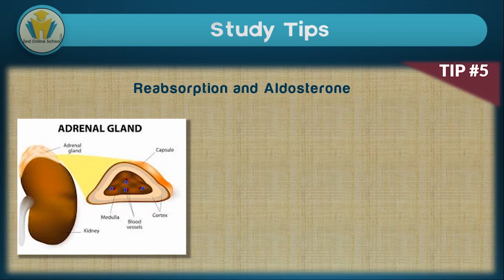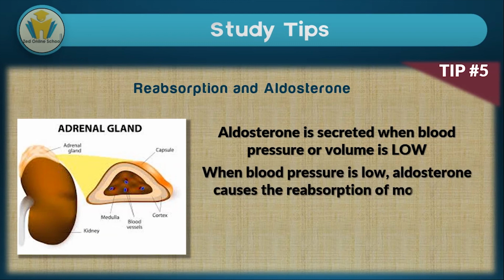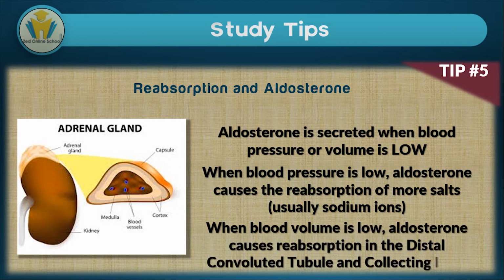When the blood pressure is low, the adrenal gland will secrete aldosterone, which will increase the reabsorption of salts. Mostly when reabsorbing salts, the sodium ions are reabsorbed into the body. And when the blood volume is low, aldosterone will cause reabsorption in the distal convoluted tubule and collecting duct for more water. So basically what happens here, in summary: when blood pressure is low, more salts will be reabsorbed. When blood volume is low, both salts and water will be reabsorbed to increase the blood volume.